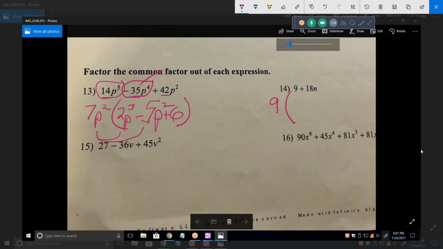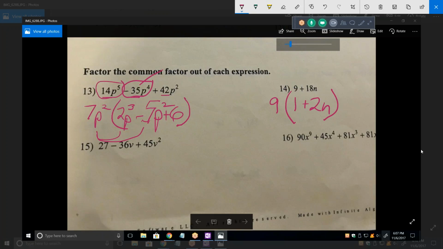To be able to take out an N, you have to be able to divide each term by N. And I cannot divide 9 by N. I could divide 18N by N, but you got to be able to divide every single term by that greatest common factor. Okay, what's left? So 9 times 1 would give you 9 again, and then plus 2. There you go. Now multiply those together in your head. Do you get that? Yep. Okay, cool. You did it right.